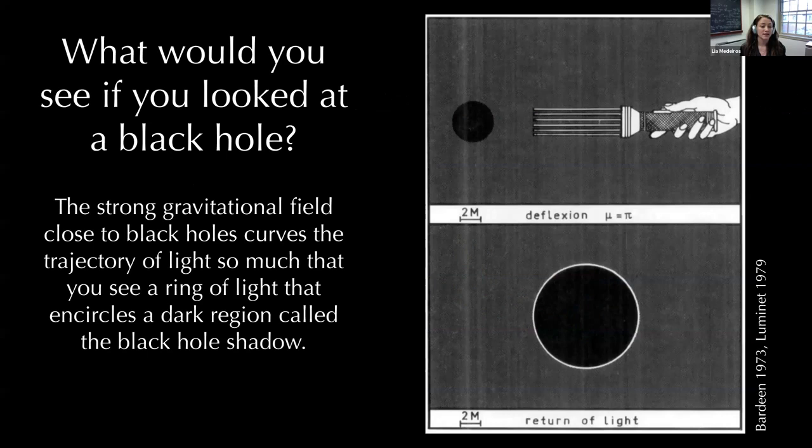So the first time that somebody tried to calculate what you would see if you were to look at a black hole was in 1973, and that was by a physicist named James Bardeen. A few years later, there was another paper that was also published where somebody else was also interested in this problem, and that was by Luminet.